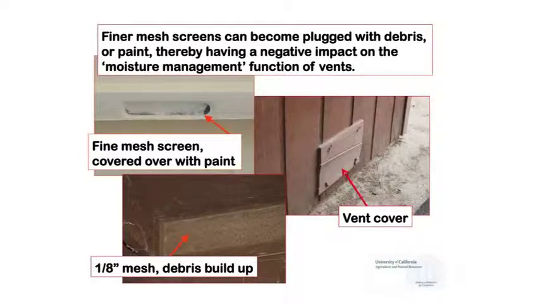So here we have 1/8 of an inch mesh screen. Commonly these days, 1/4 inch mesh is pretty common. The code now allows 1/8 of an inch mesh. In California, the code will allow 1/16 of an inch mesh, next year. But here's 1/8 of an inch mesh screen, and you can maybe tell that there's a lot of debris that's plugged up these openings. This is a 1/16 of an inch mesh screen here, and it's been painted over.